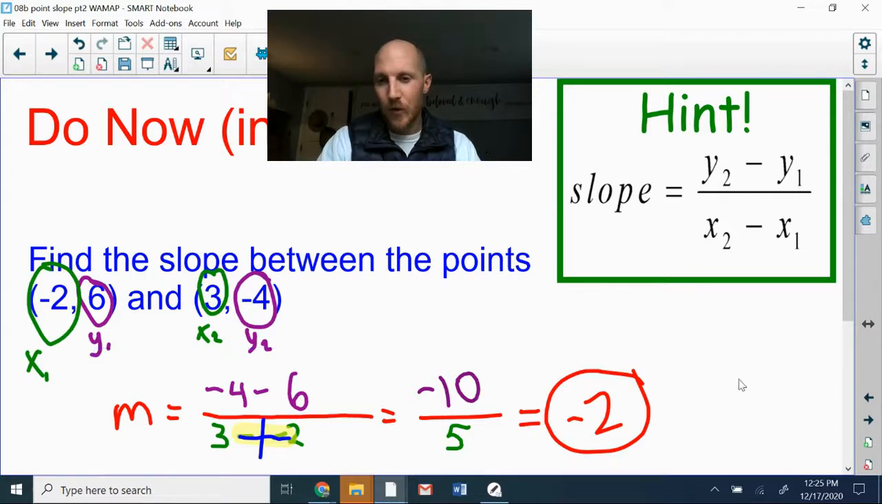On the top of my slope fraction, subtract those two y-coordinates, -4 minus 6, which gives me an answer which is even more negative. So I got -10. And on the bottom part, 3 minus -2 was a double negative, so it was like adding 3 plus 2, which is 5. And then I took my -10 divided by 5. Always reduce fractions whenever you can. And in this case, it divides evenly to get -2.